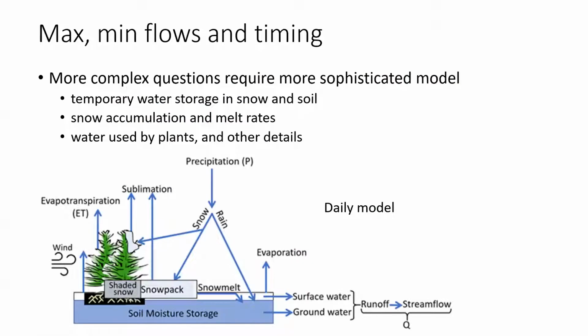However, if we want to answer more complicated questions about the maximum flow rates, minimum flow rates, and when they occur, we need a more complicated model, a more physically based model. So we have conceptually here a model that is tracking a lot of the different things that happen to water, and we can use this model to try to gain a better sense of what that seasonality looks like.